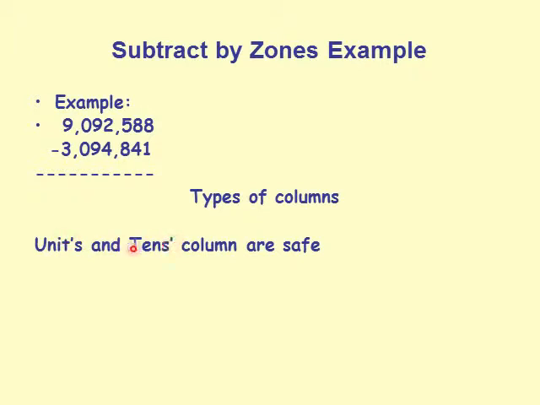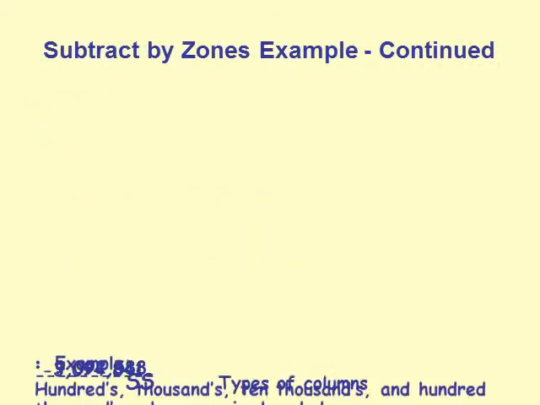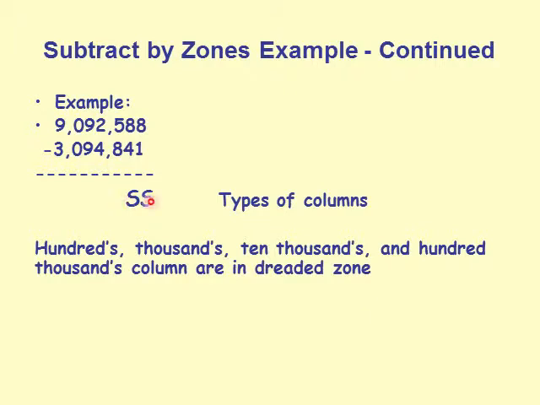The units column and the tens column are safe. 8 minus 1 is surplus, 8 minus 4 is surplus, nothing to worry about. So these are safe columns. We identify 2 safe columns, and let's continue identification of the other columns.